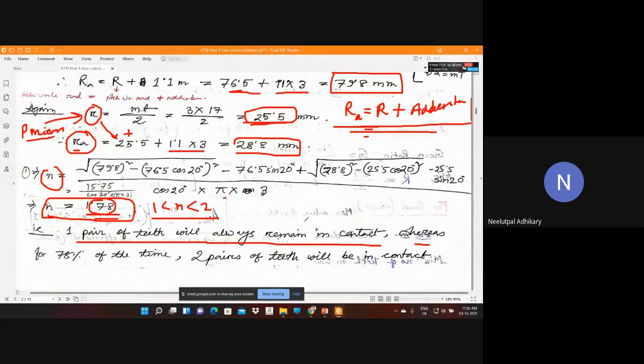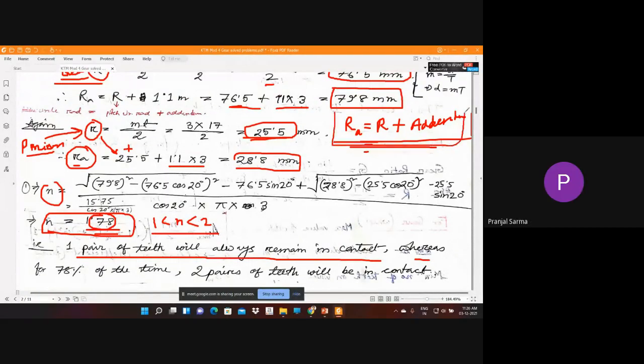Yes, sir. Okay, so after finding this RA, the same thing we are going to do for the pinion. That is, we are going to find out the r as well as ra for the pinion, in the same way, but this time the capital letters will be replaced by small letters for the pinion, and the number of teeth, etc., we have to consider for the pinion, not for the wheel. We find r to be 25.5 millimeter, and similarly by adding the addendum value to the pitch circle radius for the pinion, we are going to find out ra, that is the addendum circle radius for the pinion.